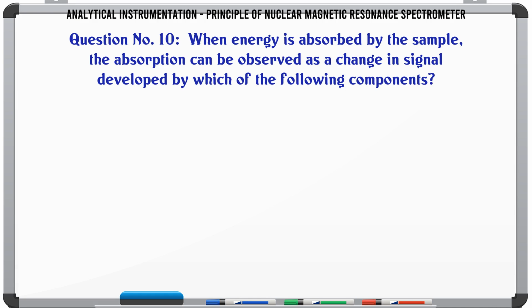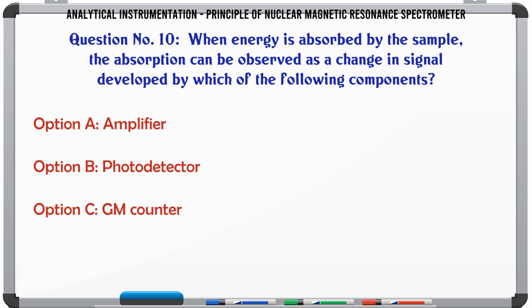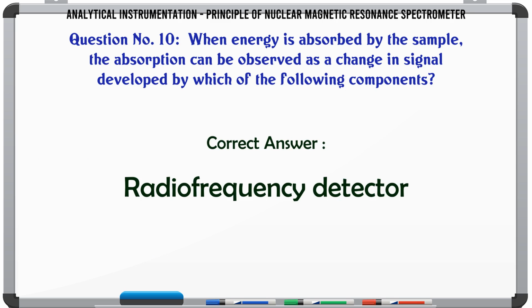When energy is absorbed by the sample, the absorption can be observed as a change in signal developed by which of the following components? A. Amplifier. B. Photodetector. C. GM counter. D. Radiofrequency detector. The correct answer is radiofrequency detector.